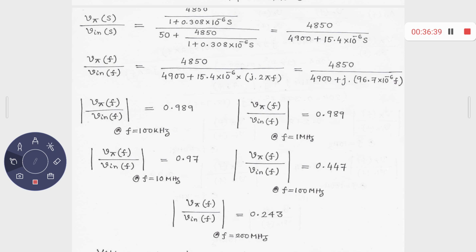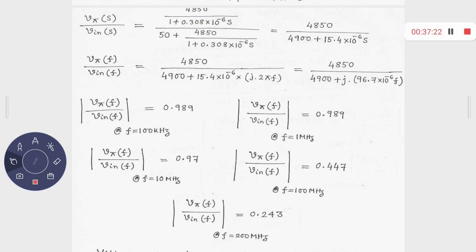So what have we done? We have found out the gain values. At 10 hertz the value was 0.27. At 50 hertz it was 0.81. At 100 hertz it was 0.94. At 1 kilohertz it was 0.986. At 10 kilohertz 0.986, and at 100 kilohertz 0.989. At 1 megahertz 0.989. At 10 megahertz 0.97. At 100 megahertz it is 0.447. At 200 megahertz it is 0.243. Now ultimately we will exploit these 10 values to plot the frequency response characteristics of this common emitter amplifier, incorporating all these different elements.